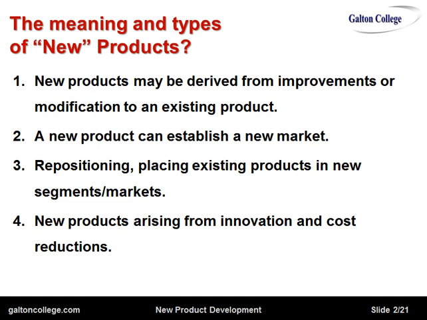It could be that there's a repositioning. That means placing existing products in new segments or new markets. So in the new market, in the new segment of the market, the product will appear to be new. But it's really just a repositioning from one part of the market to a different one. This could happen typically in international trade, where a product is quite successful in one country and is now positioned in a second country. It's the same product, but it's like a new product in that market.